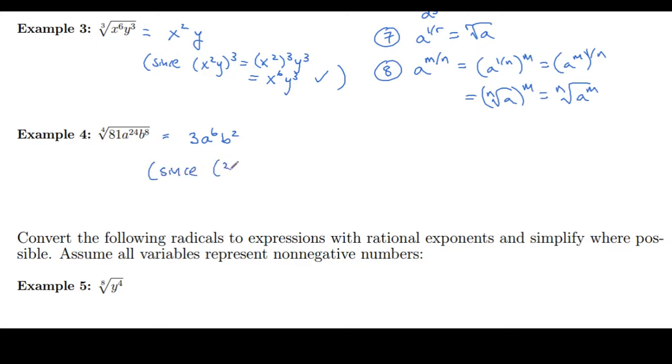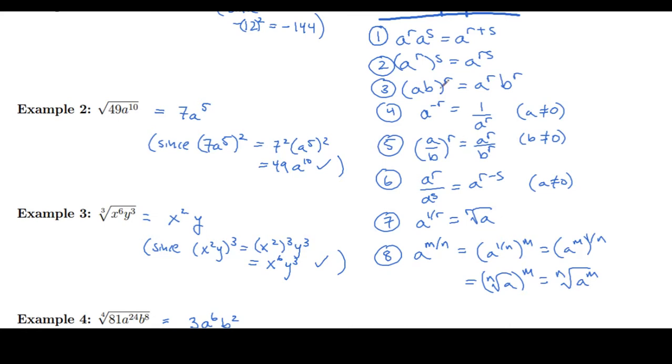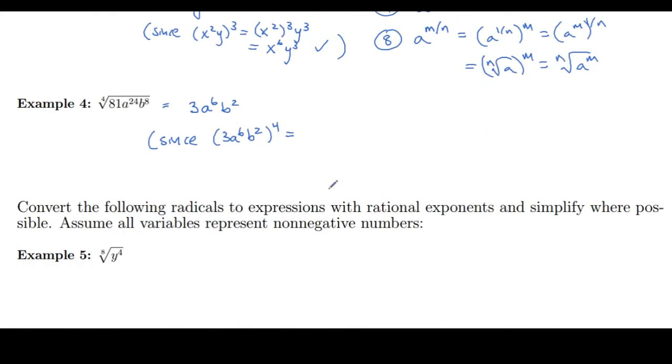So since 3 a to the 6 b squared raised to the fourth power. Now if you come up here to this list of properties, it looks like we're only using these things with pairs, but even if you have more than that pair, it'll still be a valid property. So even though I have 3 separate things here, this is 3 to the 4th, a to the 6th to the 4th, and then b squared to the 4th. So that would give us 3 to the 4th, which you could write as 3 squared squared, or you could just compute that as 81.